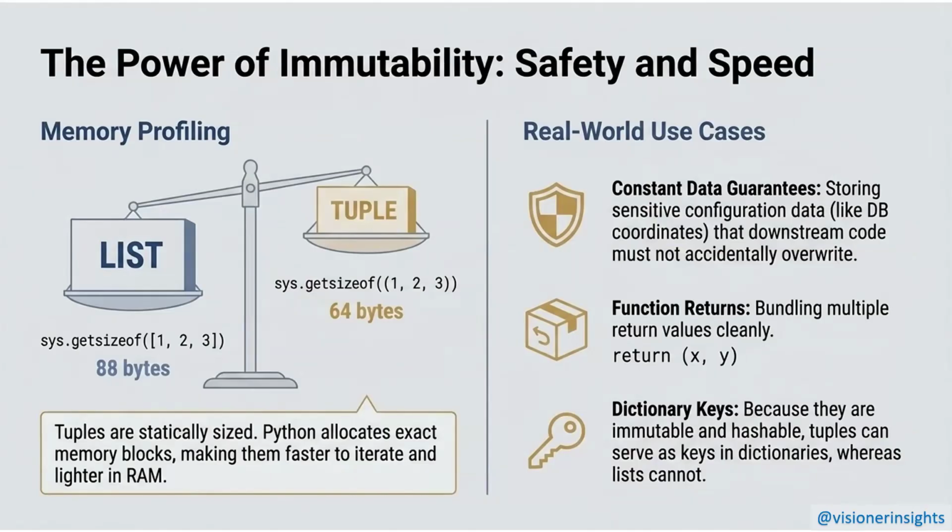And here's a neat trick. It also means you can use a tuple as a key in a dictionary, something a mutable list can never, ever do. Okay, let's switch gears and look at our second pair.